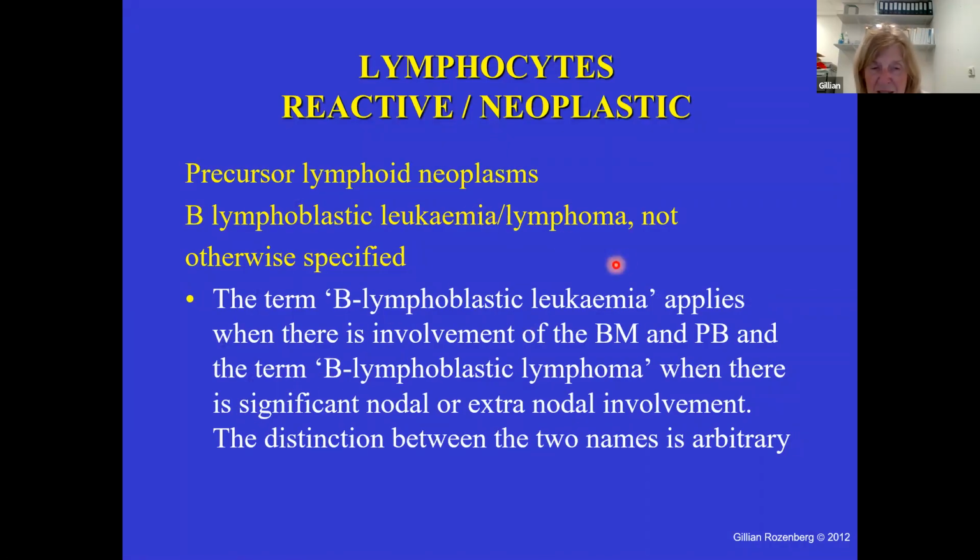So just to make it clear for you, because we call this disorder lymphoblastic leukemia/lymphoma. The term B lymphoblastic leukemia applies when there is involvement of the bone marrow and peripheral blood, and the term lymphoblastic lymphoma when there is significant nodal or extranodal involvement, and the distinction between the two names is arbitrary.